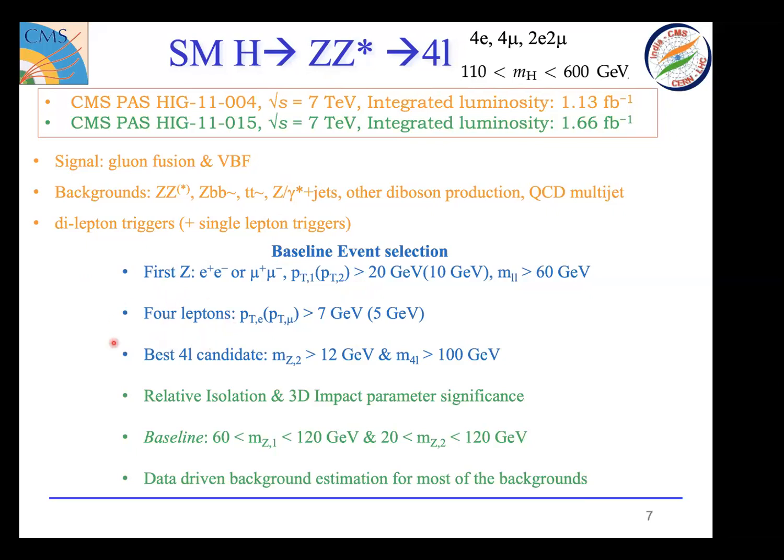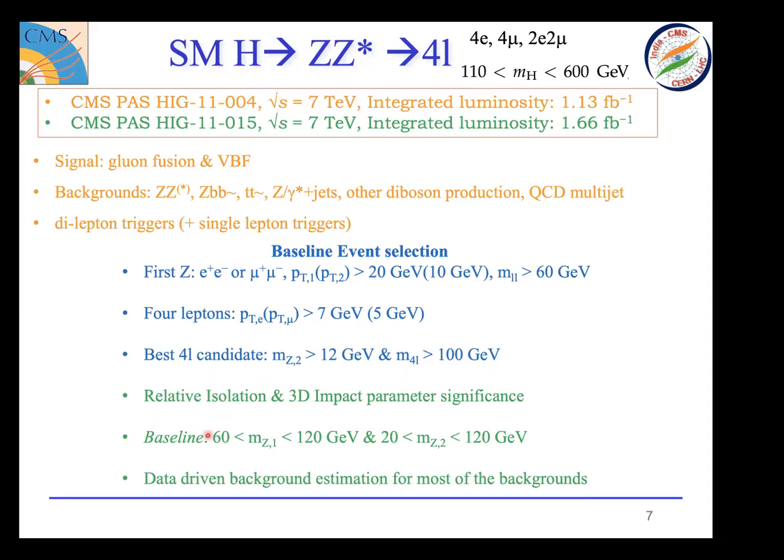Then the 4 leptons were selected. The PT limit was already mentioned to you. And the 4L candidate, basically the 4L invariant mass, was constructed with a mass greater than 100 GeV. As I already mentioned, the work mainly focused on the relative isolation of the 3rd and the 4th lepton, and also the impact parameter significance for each of the leptons.